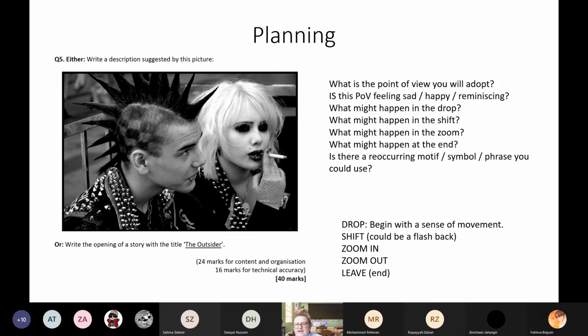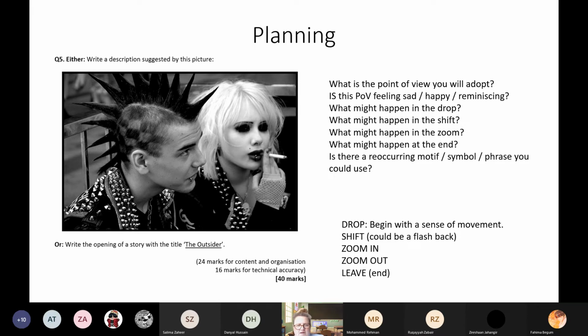You can see that Alice story really fits this idea of being an outsider because of the way that she's being treated. So do play around with ideas such as that. Plan as well what you're going to include in your zoom. What's going to happen at the end? And for those of you who want to aim higher, there is also the opportunity to include reoccurring motifs or symbols or phrases. Being able to start and end a story in a cyclical way may be a really positive move. It may really support you.